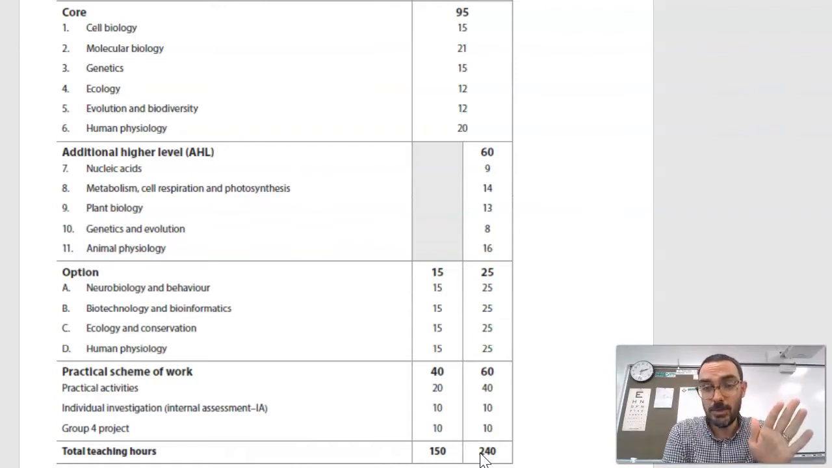Which brings me to my second point, and perhaps this is the most important point I'd like to make this evening, which is that nobody has to take higher level biology to go to med school. It's a very common misconception that if you don't take HL bio, you don't get to be a doctor, and this is very, very far from the truth.